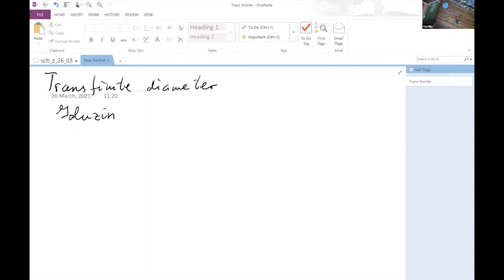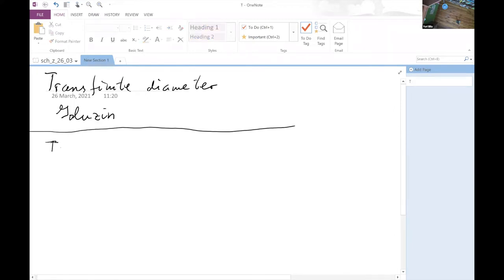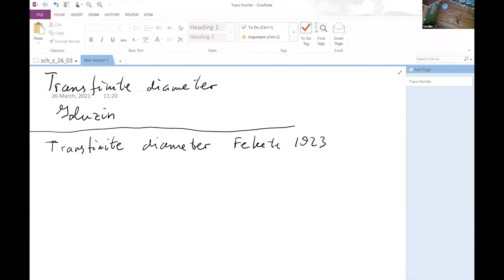Transfinite diameter is a very classical notion. It was introduced almost 100 years ago in the work of Fekete, and in fact it was known, perhaps under different names, before Fekete. Fekete's article is from 1923. It is quite well written, but it is in German, so not everybody likes to read it. If you can read German, it's a pleasure to read this article. The exposition in Golozin's book is also very good.